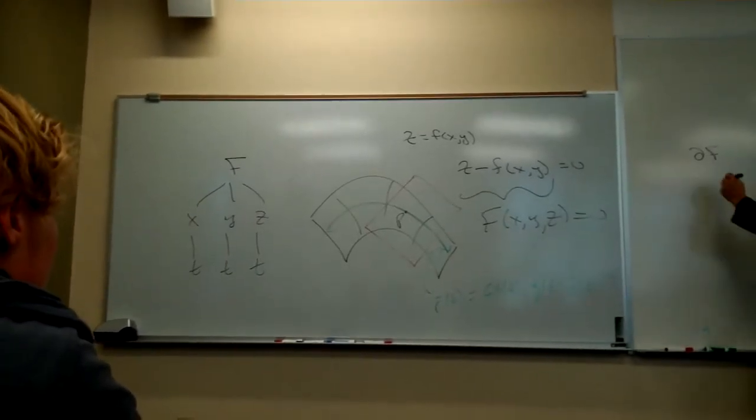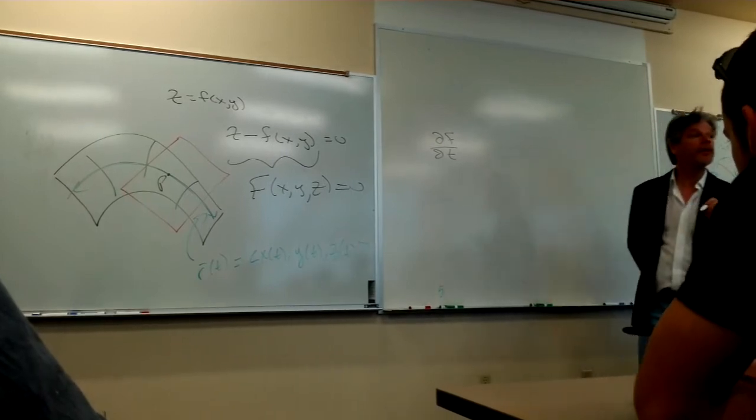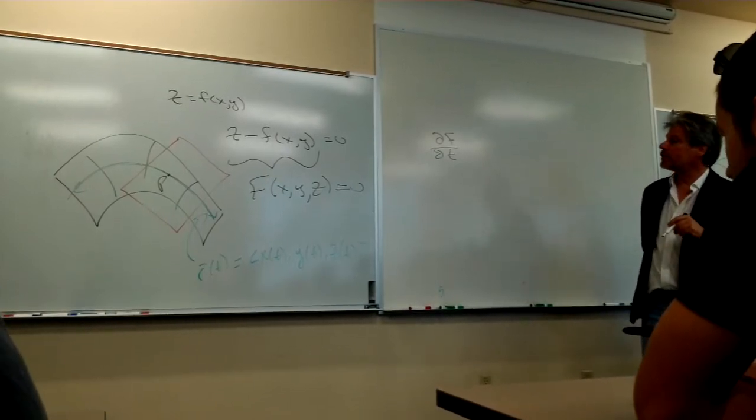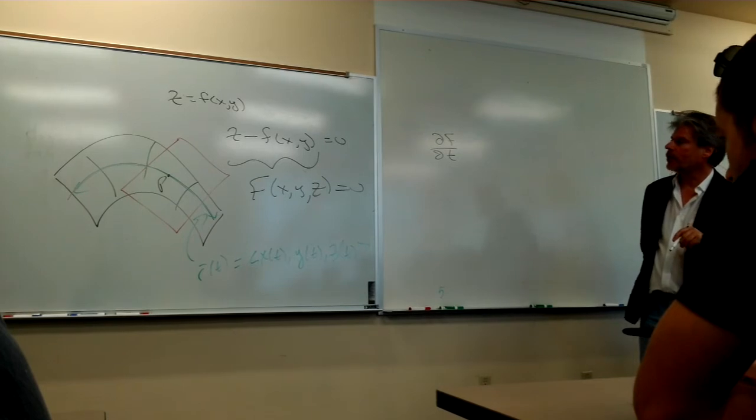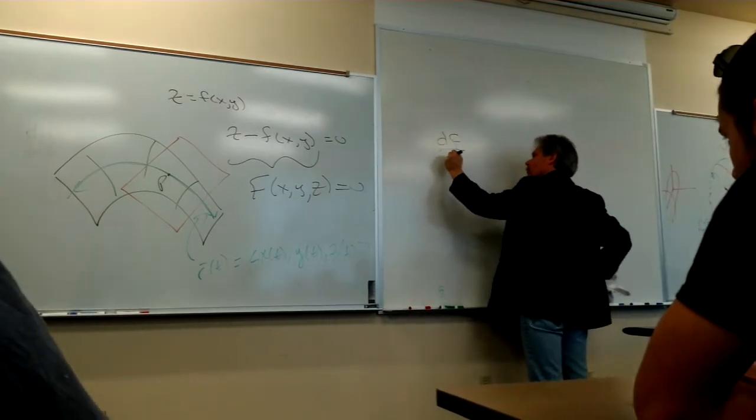So let's partially differentiate with respect to t. That looks a lot like our general chain rule. Very much. It's just that when I partially differentiate, oh, actually, I can take this one step further. I've just got one independent variable.